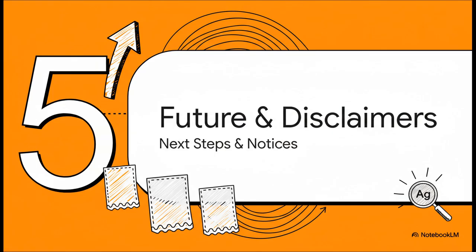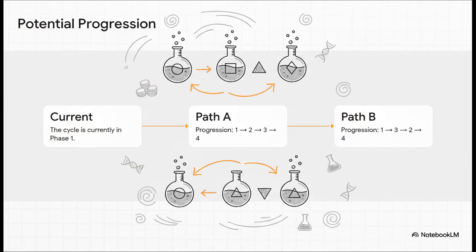Okay, wrapping up with our last section, future phases and disclaimers. Let's see what the model shows for what might come next, and then we'll cover the important notices. So the model doesn't give a single prediction. Instead, it outlines possible paths. We're in phase 1 now. From here, we could see path A, which goes 2, then 3, then 4. Or we could see path B, where it goes to phase 3 first, then 2, then 4. The market will decide which path it takes.